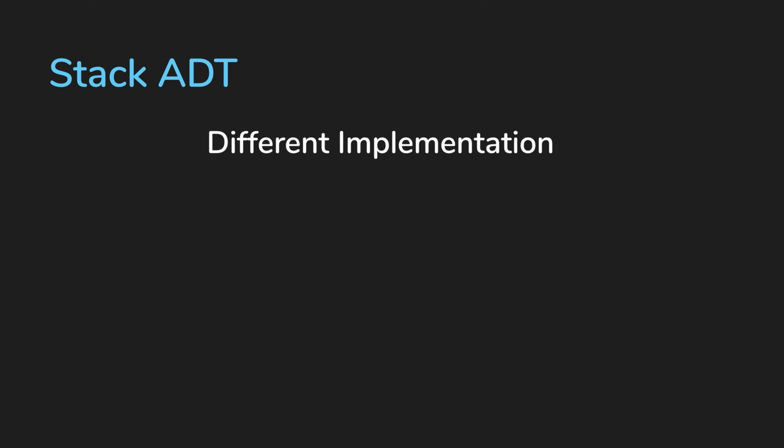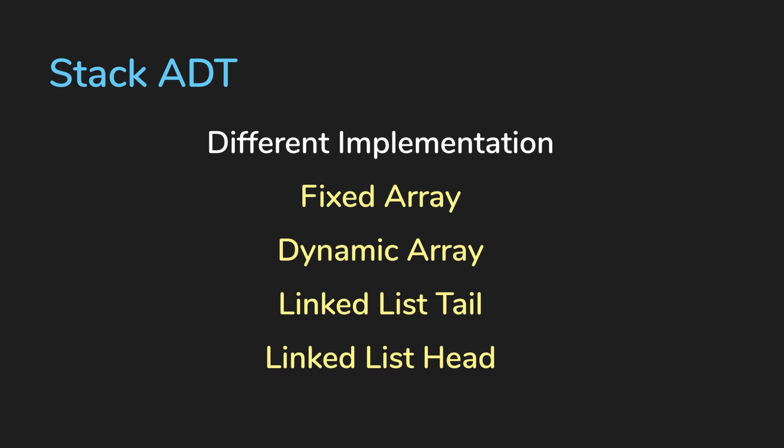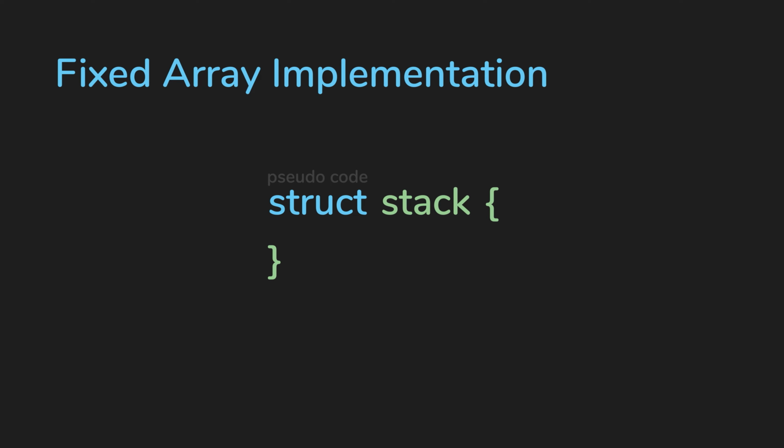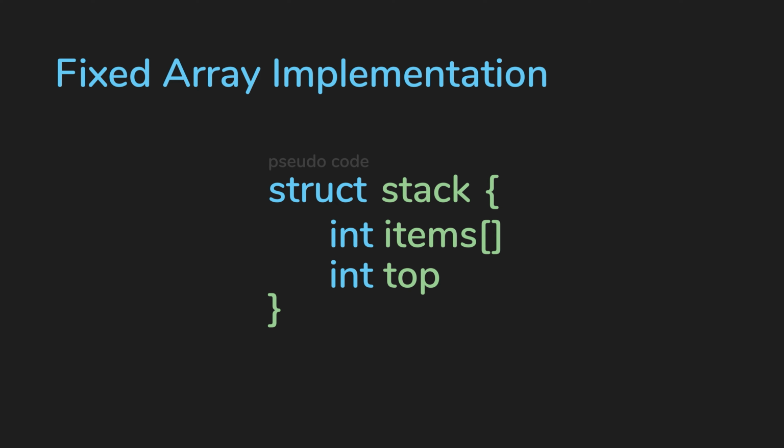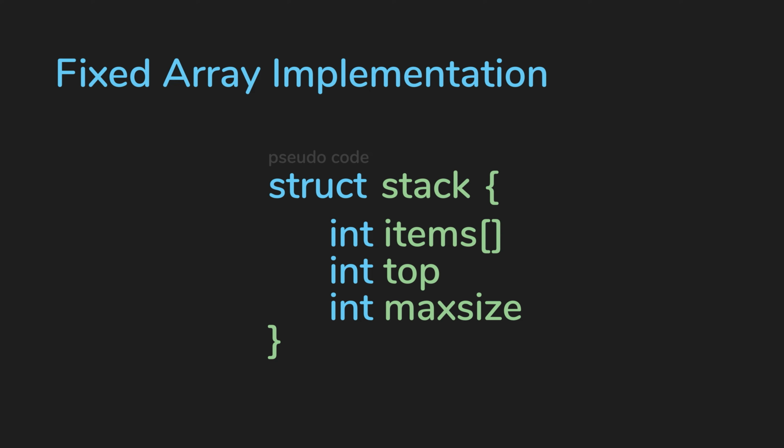Okay, now you know what a stack is, let's think about its different implementations and its pros and cons. This will train you to think of trade-offs whenever you write code. First, let's see the implementation of a stack with a fixed size array. The stack structure will be holding the elements with an array items, and will keep track of the number of elements in the stack with top. Max size will represent the capacity of the stack, meaning the maximum number of elements we can fit in our stack.